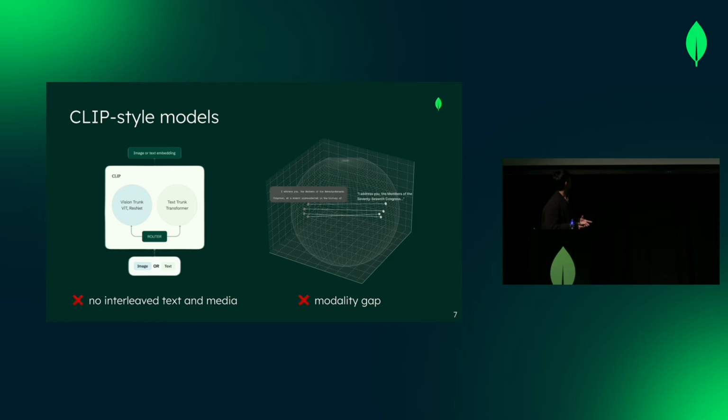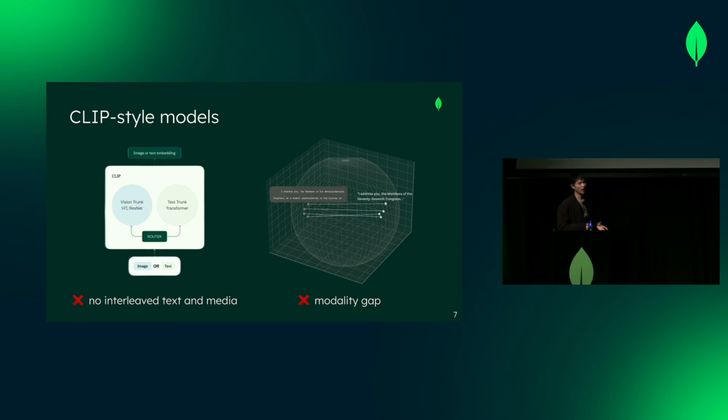Another implication of this kind of architecture is that because we route images to one module and text to another, each embedding can either represent an image or a piece of text, but not both. So if we wanted to have interleaved text and media, such as embedding an image alongside its caption, this is simply not possible with the older generation of model.